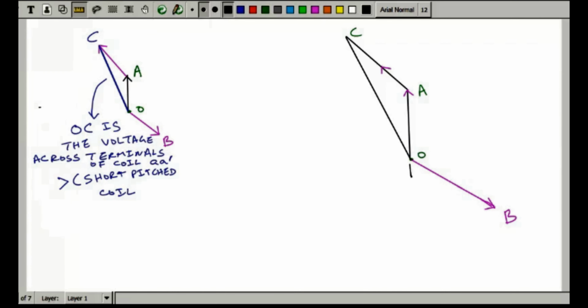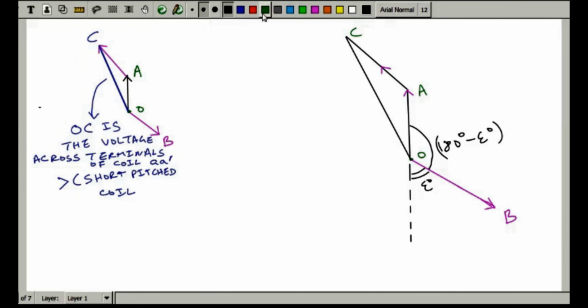This angle is actually 180 degrees, and this thing is your epsilon. This particular angle is your epsilon. So this angle will be 180 degrees minus epsilon.